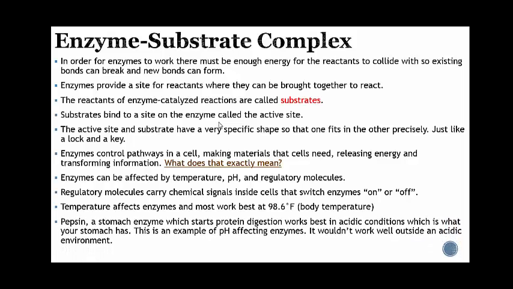Now, pepsin, a stomach enzyme which starts protein digestion, works best in acidic conditions, which is what your stomach has. Your stomach has a very acidic environment. So this is an example of pH affecting enzymes. Pepsin wouldn't work well outside an acidic environment. So when we talk about temperature, pH, and regulatory molecules, this pepsin is an example of pH.